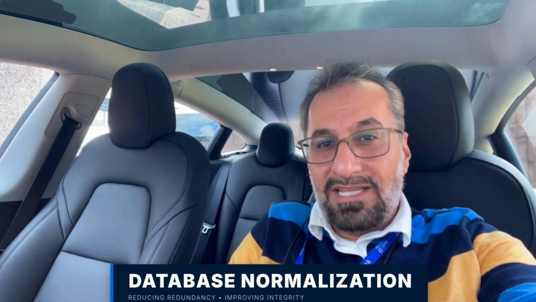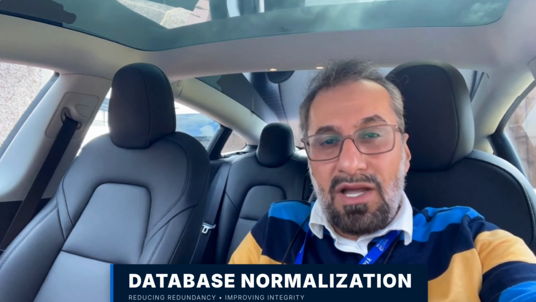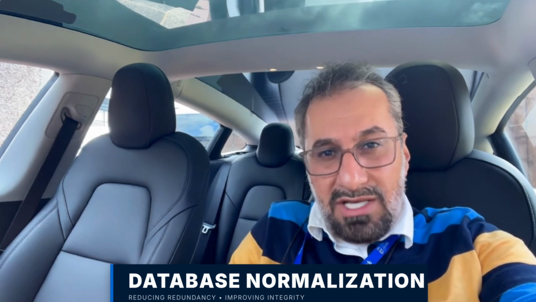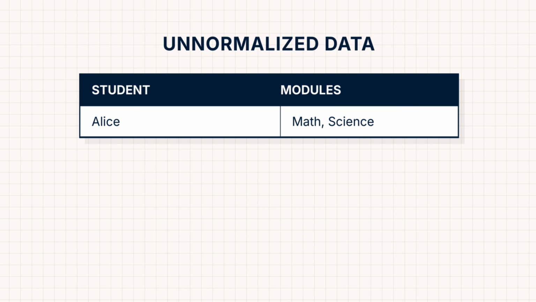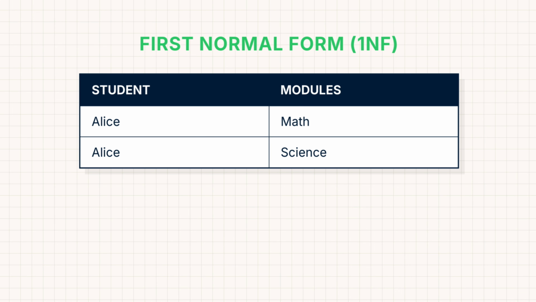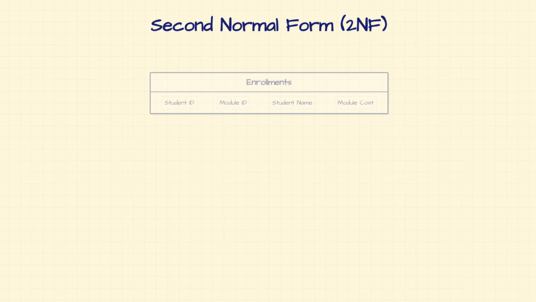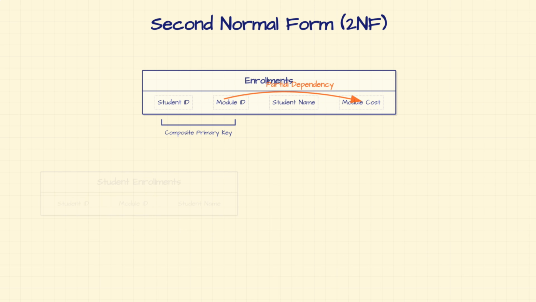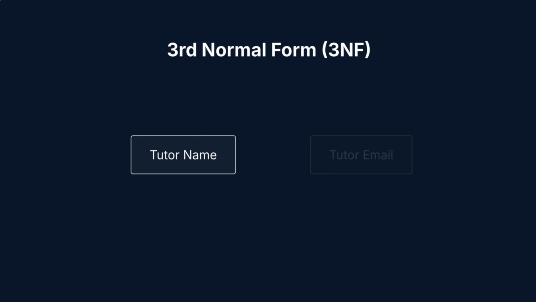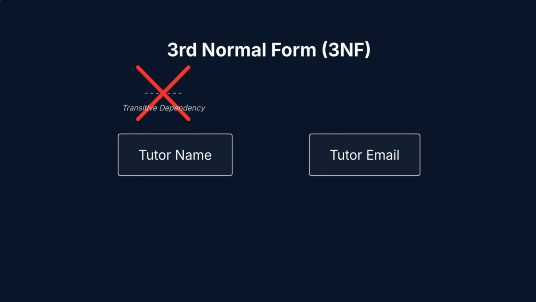Today we're diving into relational database normalization, the process of organizing data to reduce redundancy and improve integrity. First normal form, or 1NF, requires every cell to contain an atomic value. No lists or repeating groups allowed. Second normal form, 2NF, moves us further by ensuring that every non-key attribute depends on the entire primary key. Third normal form, 3NF, goes even deeper, removing transitive dependencies where non-key attributes depend on other non-key attributes.